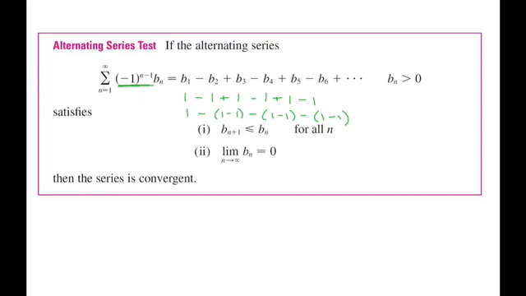Can I give you an example? What if we had, let me think, 2 over 1 minus 3 over 2 plus 4 over 3 minus 5 over 4. Alternating, yes. Okay, is each term less than the one before it? Are the terms getting close to 0?